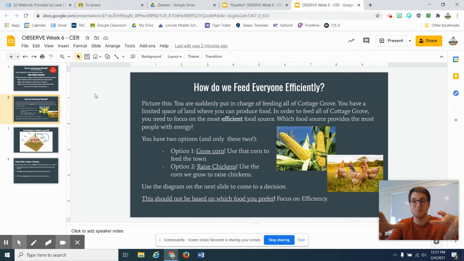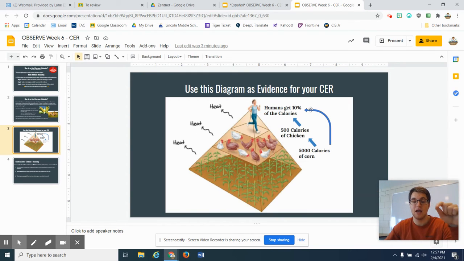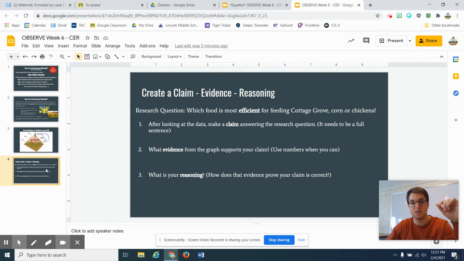But we have the same amount of space to use for both of these. So we need to figure out which one is more efficient. We use this diagram as evidence. This is showing us the different levels of energy it takes to get from corn to chicken up to humans. This is most important if we're thinking about the new science principles we've learned in our other assignments. So make sure you're thinking about the kind of things we've talked about in the other two assignments, the other rules that can make a CER much smoother.